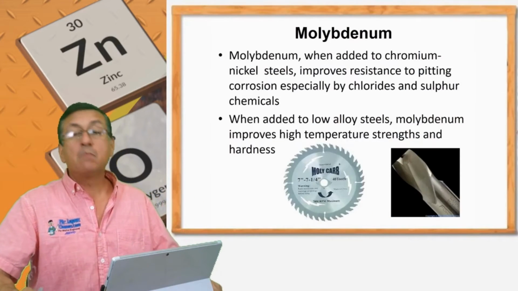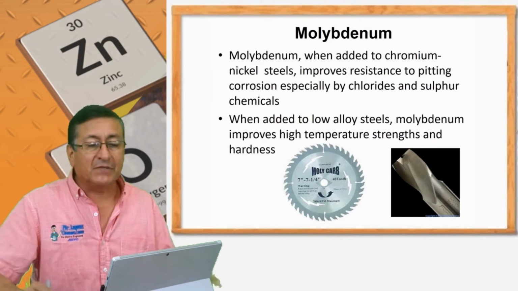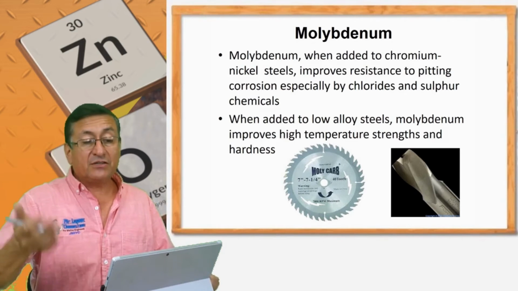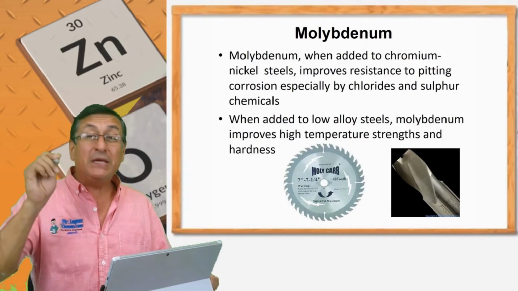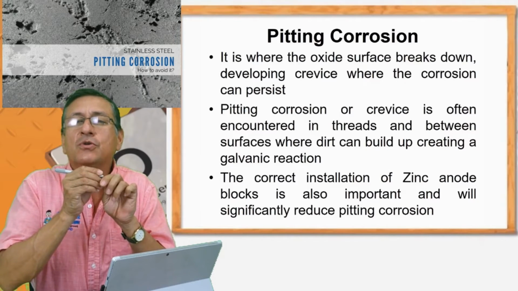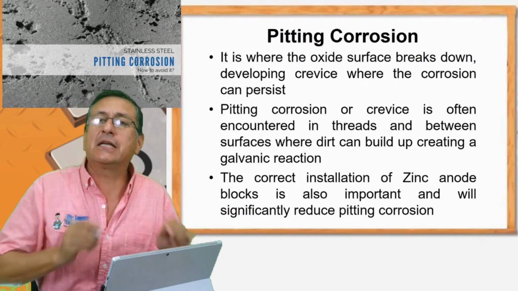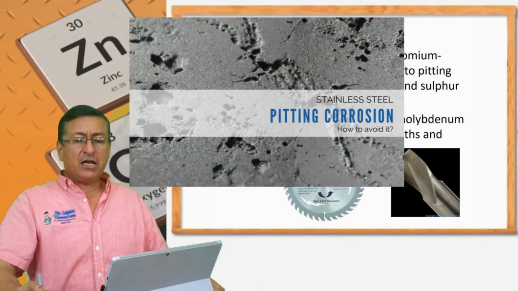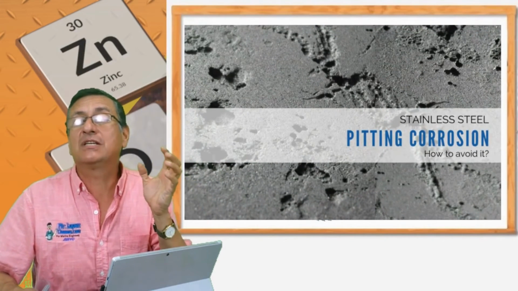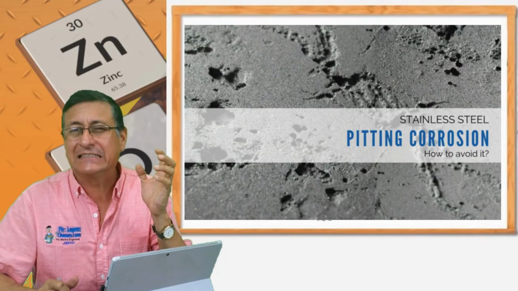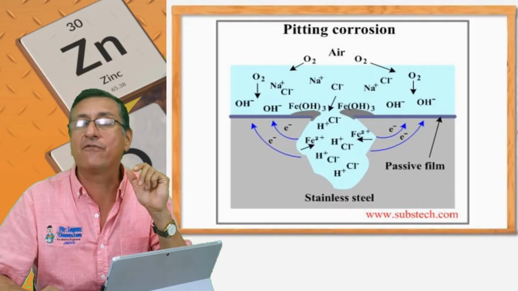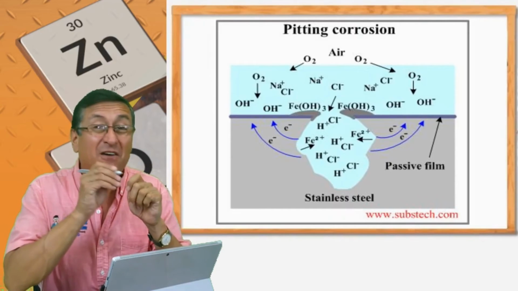What else? Molybdenum. When you add molybdenum in nickel steels, it improves resistance to pitting corrosion. Pitting corrosion is corrosion that produces small drills and perforates the material, especially when the metal is exposed to chlorine environments. Chlorine, you remember how catastrophic chlorine and fluorine are? Yes, chlorine perforates the metals.